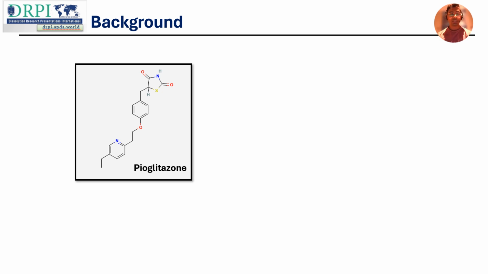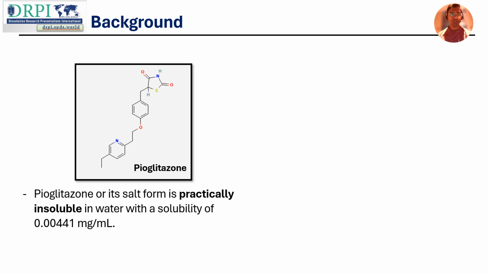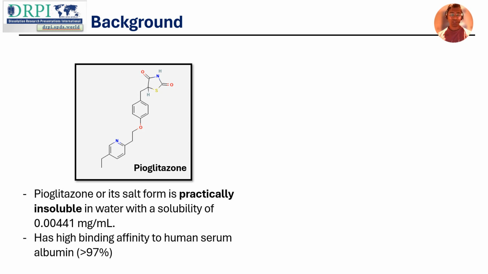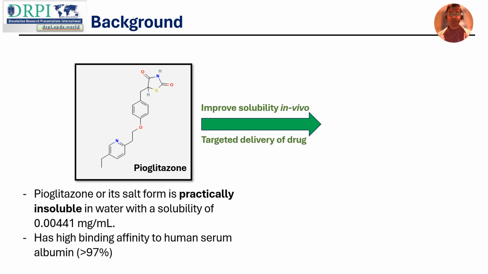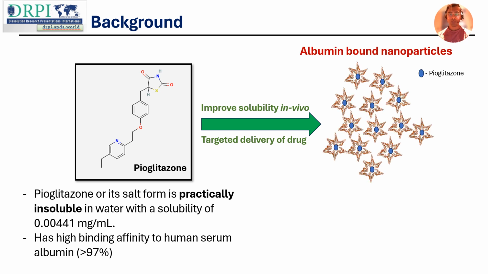Now pioglitazone, being a BCS class 2 drug, is practically insoluble in water, but it does show high affinity to human serum albumin. With these two characteristics in mind, I tried to develop a formulation so that it can improve the solubility of pioglitazone in vivo and also deliver the drug to targeted sites. The formulation was albumin-bound nanoparticles of pioglitazone, which caters to both of these characteristics and also has the advantage of being eligible for a biowaiver.